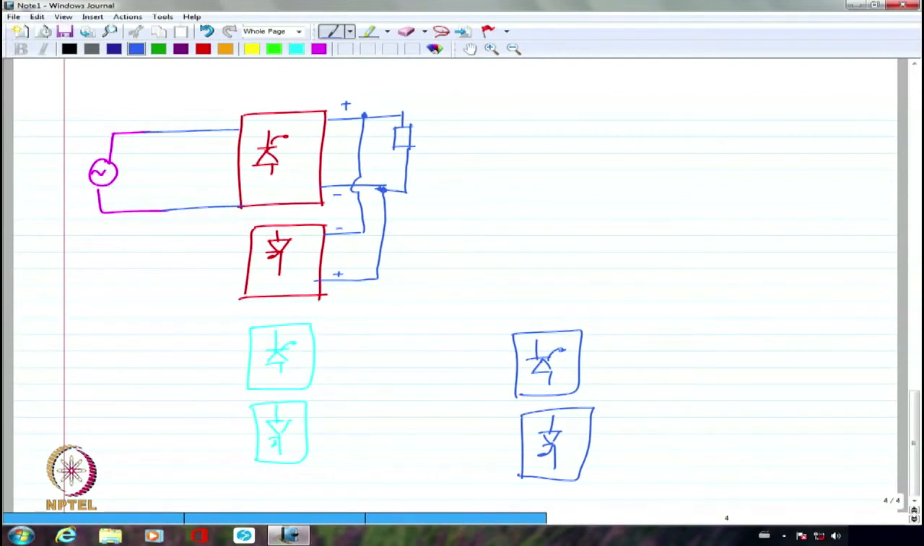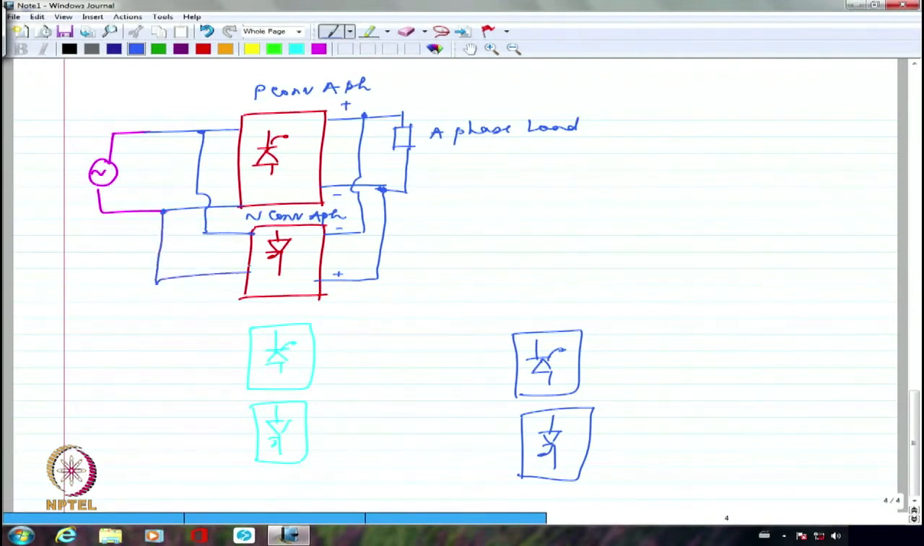So this is A phase load. Okay? And this is P converter A phase. This is N converter A phase. Okay? Now from here I am going to connect this to this. From here I am going to connect this to this. Same single phase supply goes everywhere. I am not having any more supplies. I have only one single phase supply. It is going here. Okay?